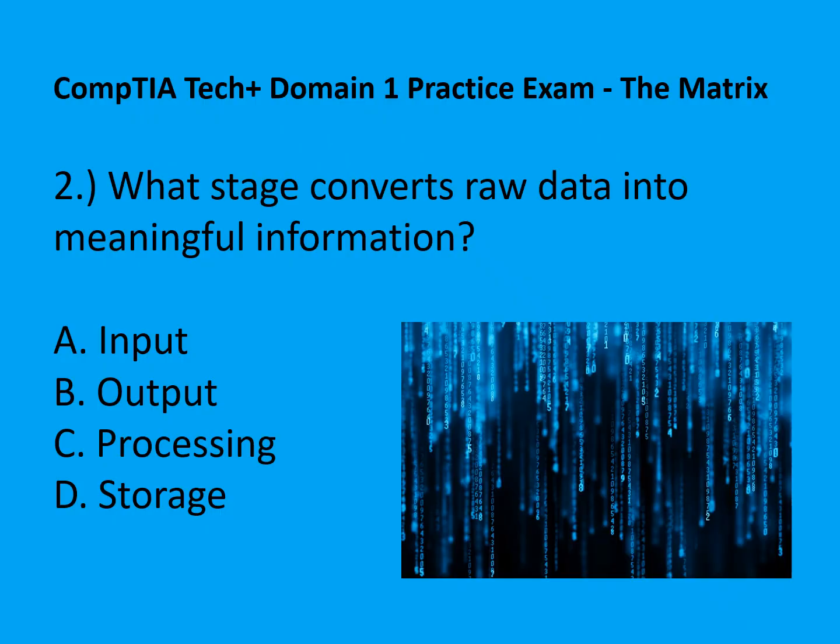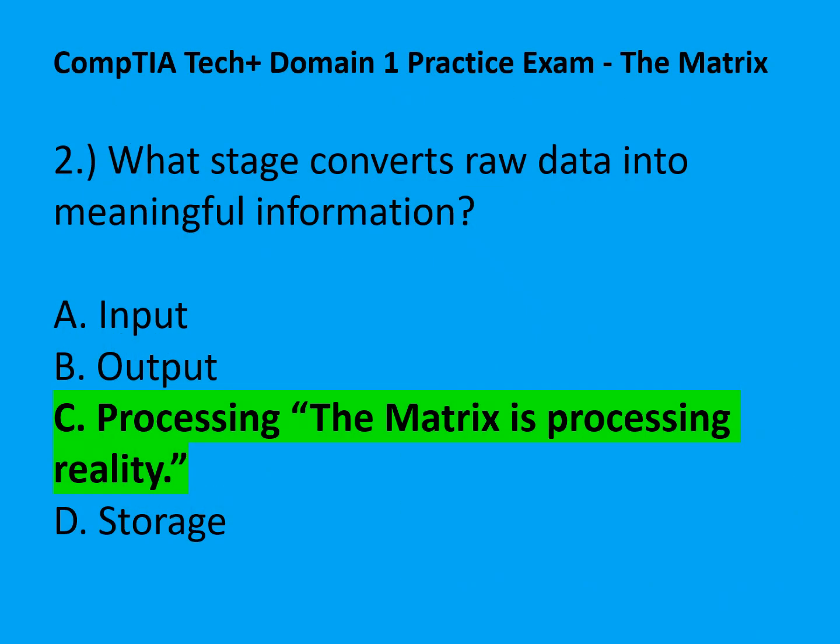Okay, question 2. What stage converts raw data into meaningful information? A. Input. B. Output. C. Processing. D. Storage. And the correct answer is C. Processing. The matrix servers crunch code to render skyscrapers and agents. That's CPU time in action.